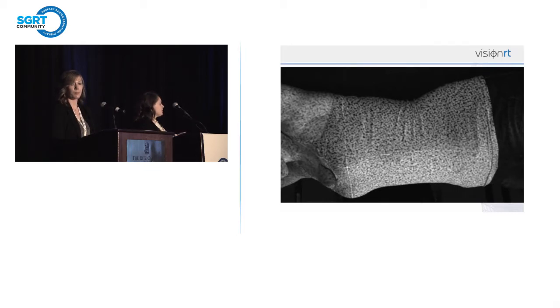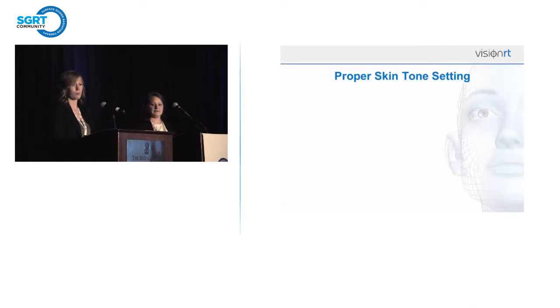These images are usually in the background. Customers usually don't see them. But we use them a lot when we're trying to diagnose an issue, especially if a customer is complaining about poor monitoring or poor surface capture. That's one of the first things we'll look at: what does the camera see when it's taking its image? That can really help us diagnose.